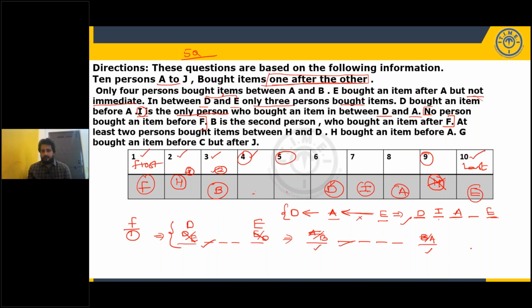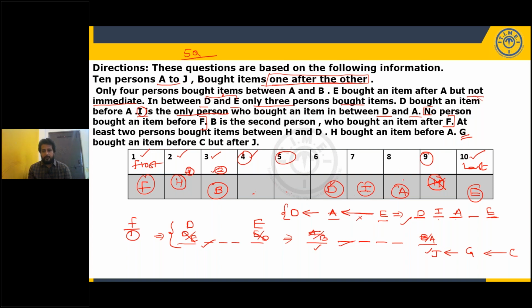G bought an item before C. So G bought an item before C. Somewhere before C will be G. But we are talking about the first person. So G bought after J. G bought after J is as good as J bought before G. So please try to convert the statements simultaneously.